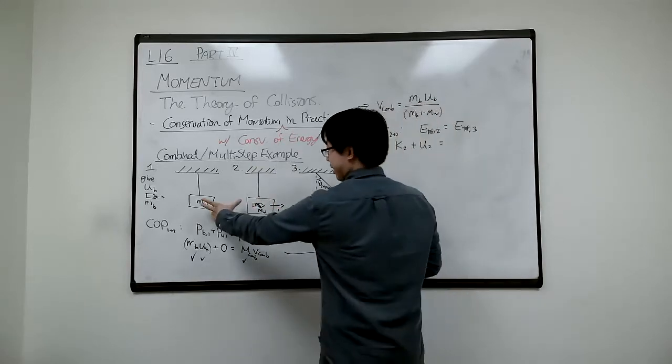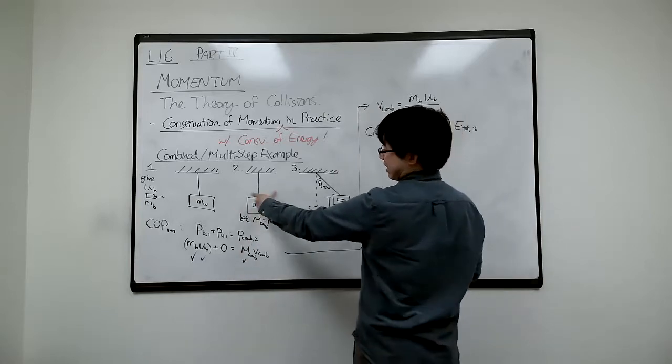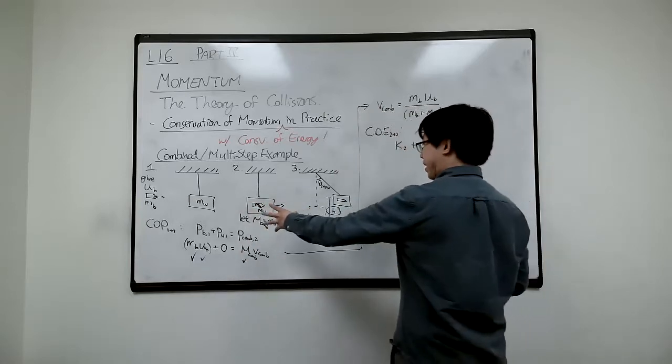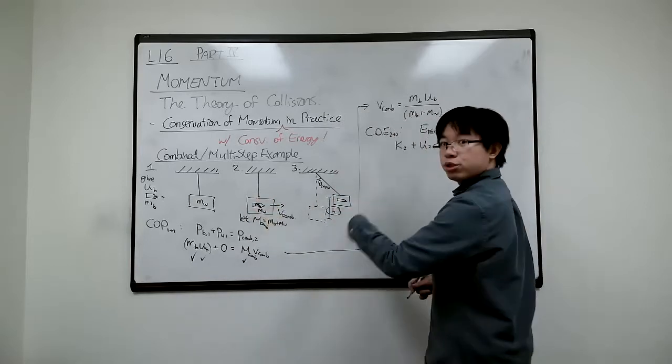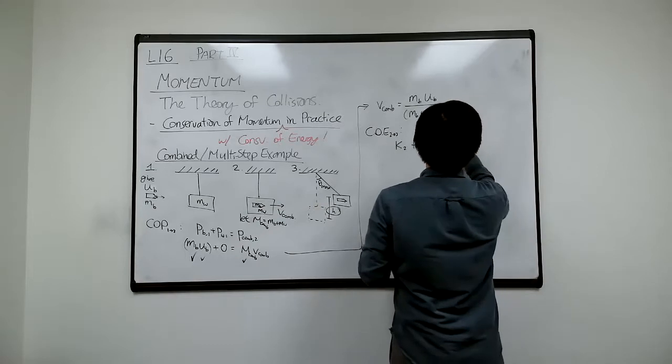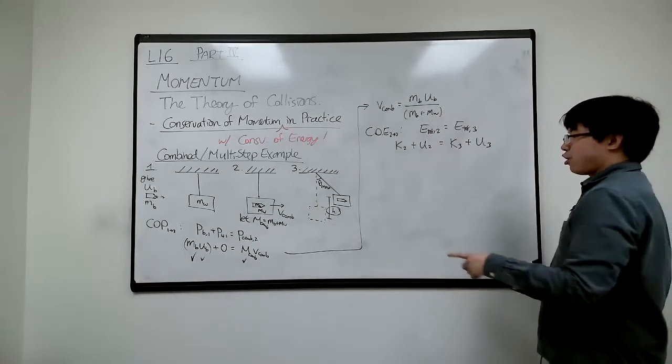It's not conserved in 1 and 2 because that's inelastic, so there will be heat loss. This guy will warm up a little bit. But from 2 to 3, no additional heat loss happens. Okay, so kinetic 3 plus U3.